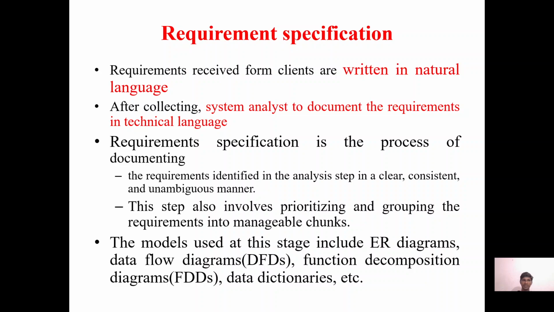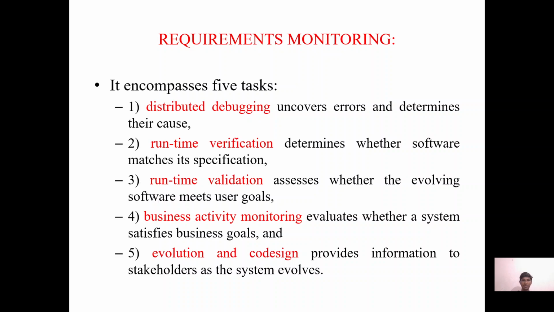Next is requirement specification. Normally requirements are written in natural language. After collecting them, you have to document them in a technical language. The models used in this stage include the ER diagram, DFD diagram, functional decomposition diagram, data dictionary, etc. Next is requirement monitoring.